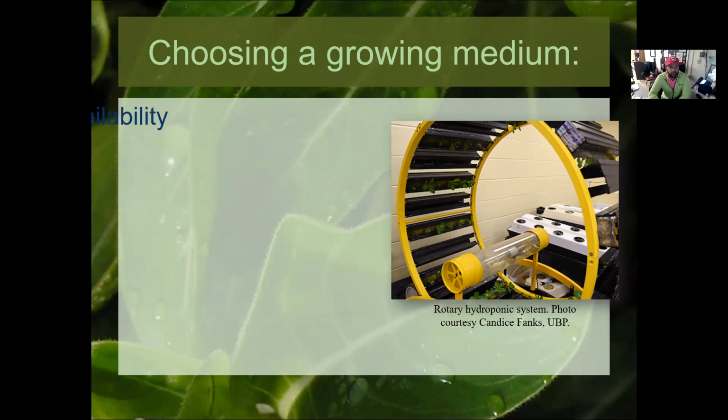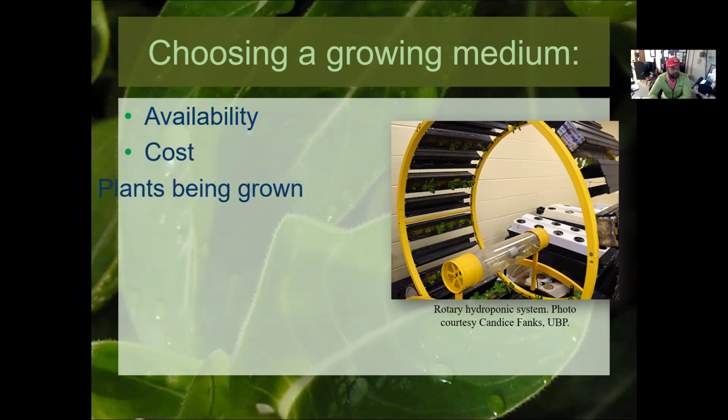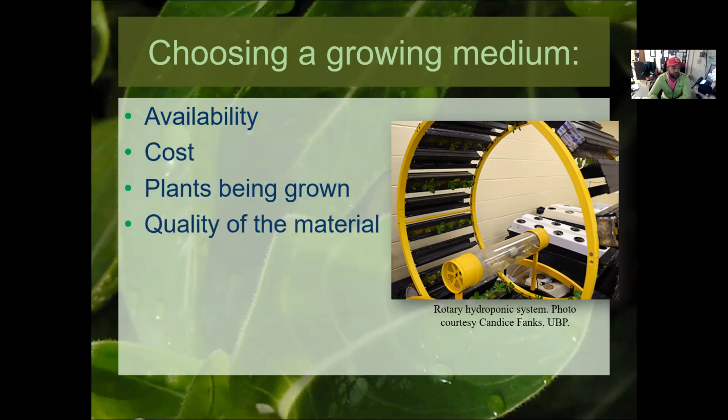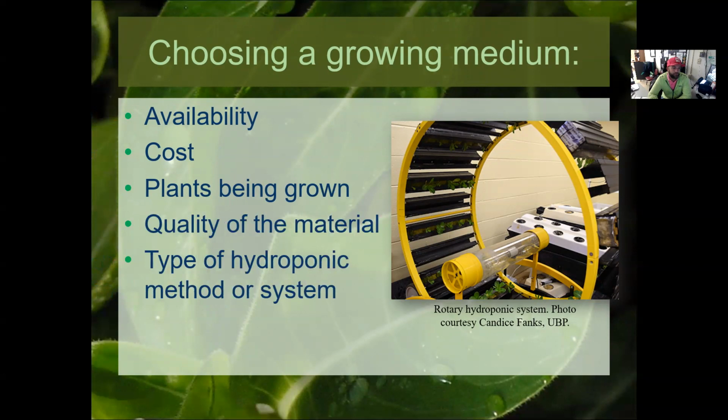So choosing a growing medium, you always want to look at what's available. We have a really cool looking rotary hydroponic system that continually shifts around all day, getting water and nutrients into the system. Like I said, ours is going to be a PVC unit. You want to look at the cost, plants being grown, quality of material, and type of hydroponic method or system. And just to touch on that again, whenever you're getting into these systems the first time, I recommend keeping your costs down just to see if you really want to get into this method of growing or not.